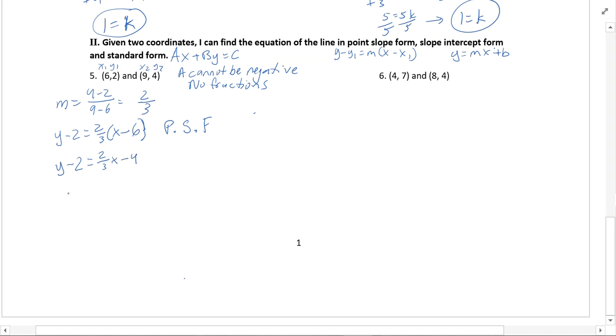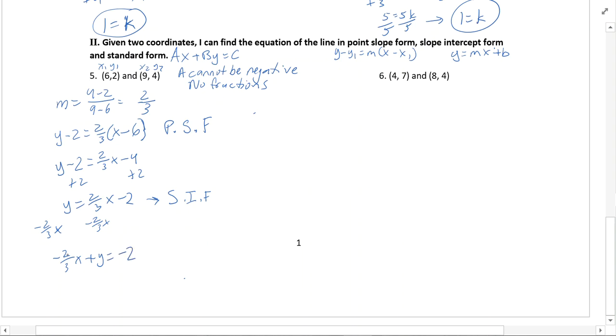Then I need to isolate the y, so I'm going to add 2 to both sides. So I get y is equal to 2 over 3x minus 2. So this is slope-intercept form. Okay, so now that I have it in slope-intercept form, the last form is standard form. So I need to subtract the 2/3 x. I need to move it to the other side. So subtract 2 over 3x. So now I have negative 2 over 3x plus y equals negative 2.